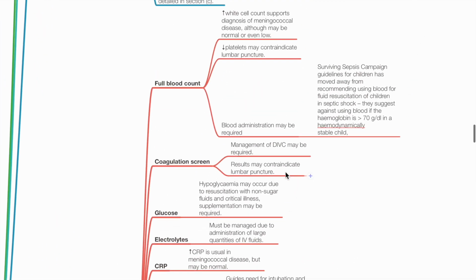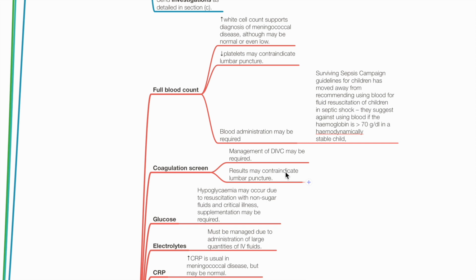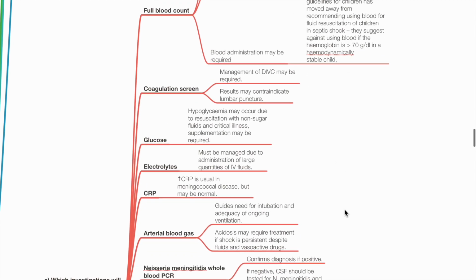This includes full blood count. Increased white cell count supports the diagnosis of meningococcal disease, although it may be normal or even low. Thrombocytopenia may contraindicate lumbar puncture. Blood administration may be required. Surviving sepsis guidelines suggest against the use of blood if HB is more than 70 grams per deciliter in a hemodynamically stable child. Coagulation screen.